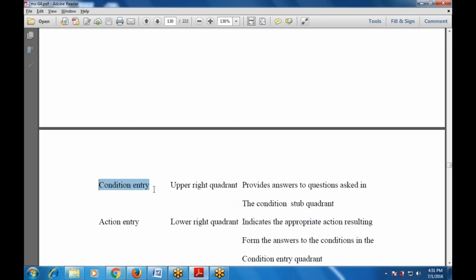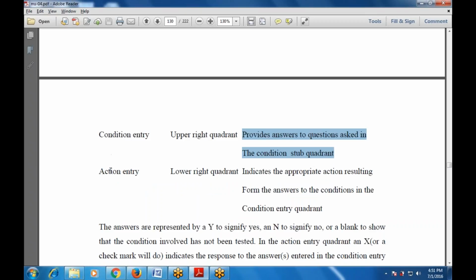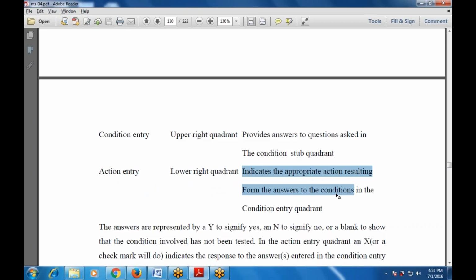Now, the next one is the condition entry, that is the upper right quadrant. It provides the answers to the questions asked in the condition stub quadrant. So what are the various questions that will be asked for the condition stub quadrant? Then the action entry is the lower right quadrant. This indicates the appropriate action resulting from the answers to the conditions in the condition entry quadrant.